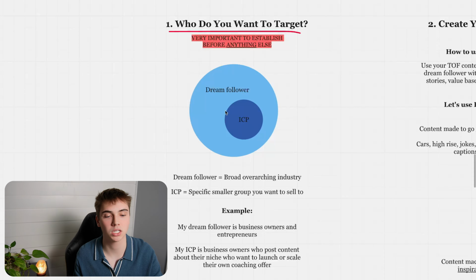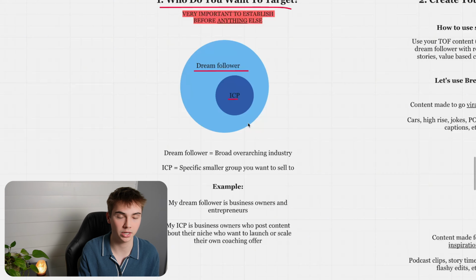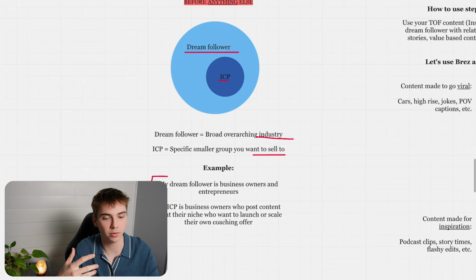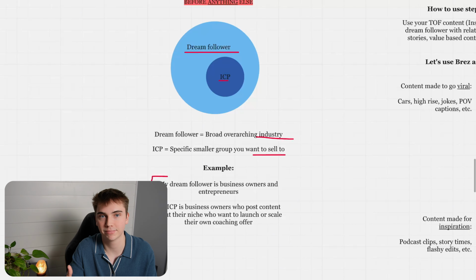Now, remember what we talked about before with Dream Follower and ICP. Your dream follower should be broad, overarching industry, and the ICP should be the specific, smaller group you want to sell to inside of this overarching industry. Now, I already gave you this example, but remember, my dream follower would be business owners, and the ICP is business owners who also post content and want to create a coaching program that's high ticket.